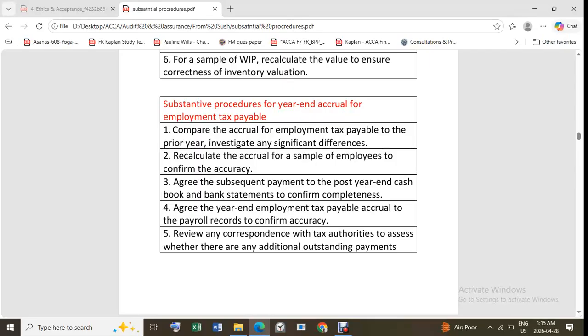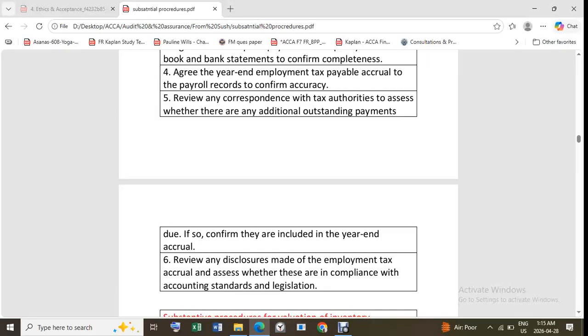And fifth number, review any correspondence with tax authorities to assess whether there are any additional outstanding payments due. If there is any additional outstanding payment due, then we have to confirm whether it is included in the year-end accrual or not.